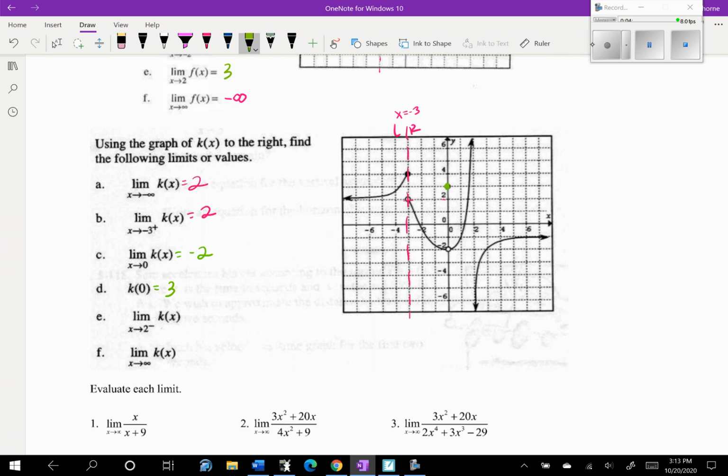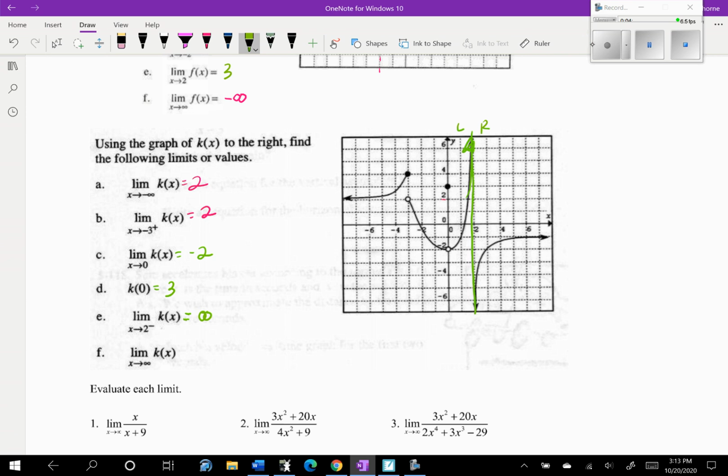Looking at the next one, we have the limit as x approaches 2 from the left side. So here's 2. From the left side, notice that my graph is going up, the right side is going down, but we just want the left side, so that means we're going to go ahead and say it's going towards infinity. Again, it does not exist, but we want to know that it's going towards infinity, so instead of writing does not exist, now we're going to write infinity or negative infinity.